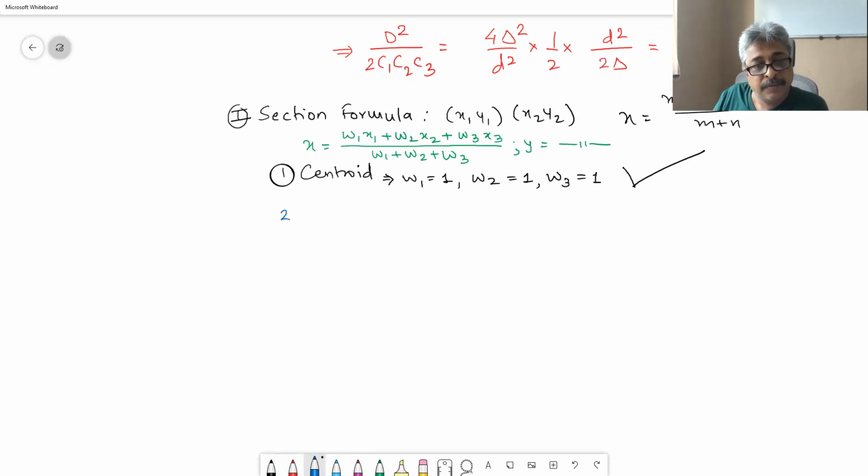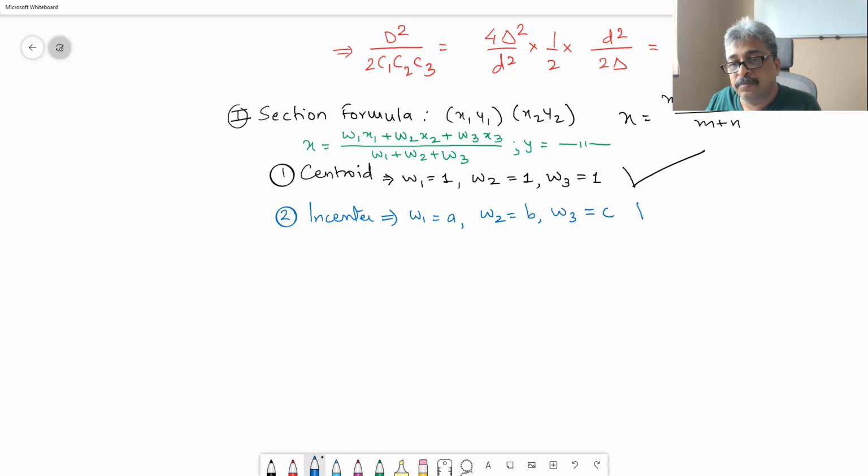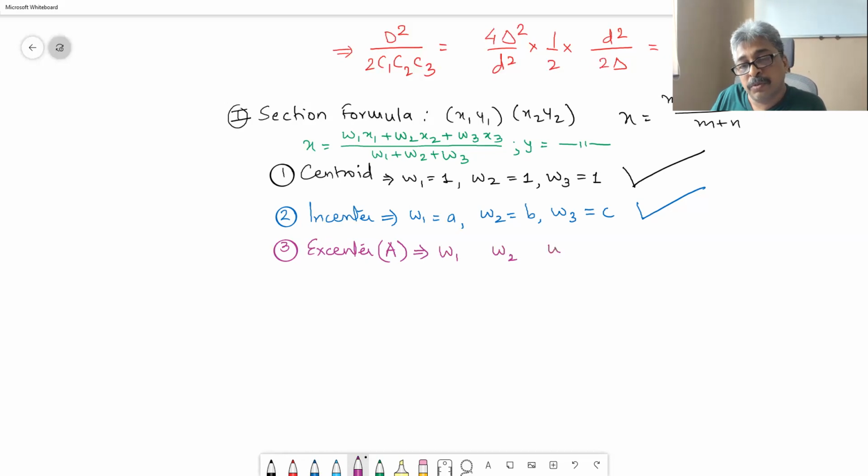Second, incenter. If I want to find out incenter, W1, W2, W3. Do we know this? I think we have done. A, B, C. Third, excenter. Let us say opposite of A. What is W1, W2, W3?